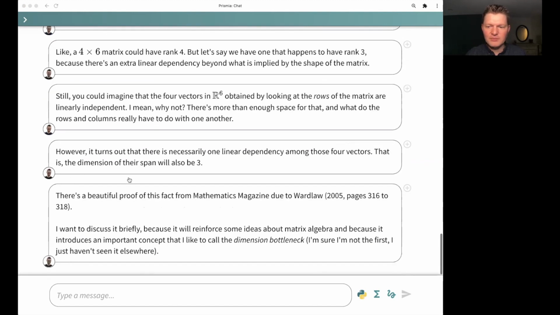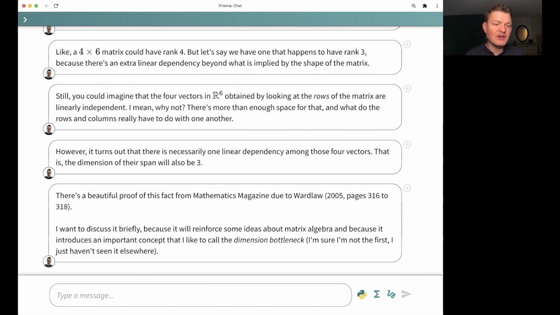So there's a very nice proof of this from Mathematics Magazine that I came across a few years ago when I was teaching linear algebra. And I wanted to just briefly discuss it because it touches on an idea that I think is actually super useful in linear algebra in general and data science in particular when you're trying to understand the structure of linear spaces.